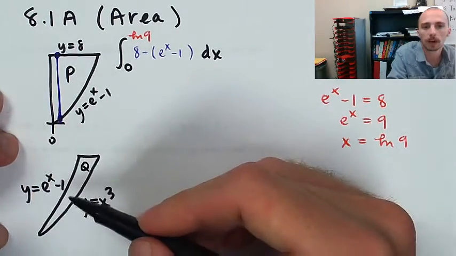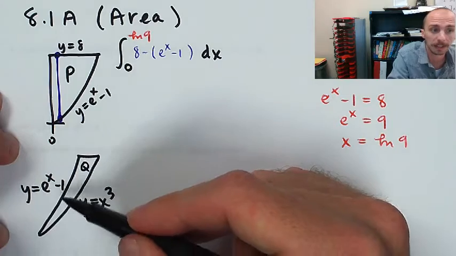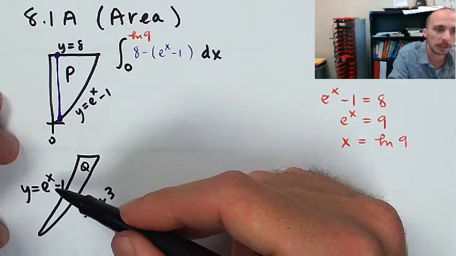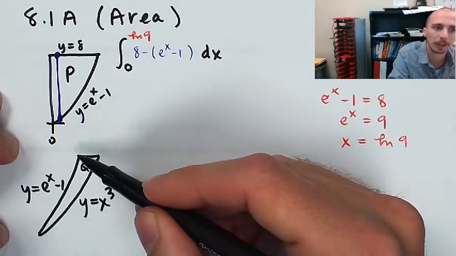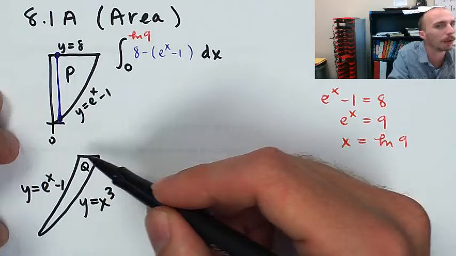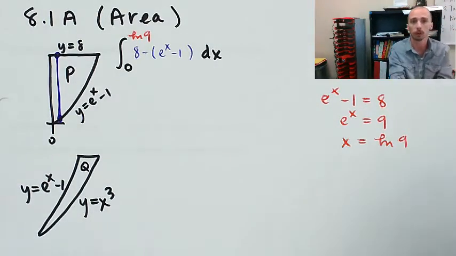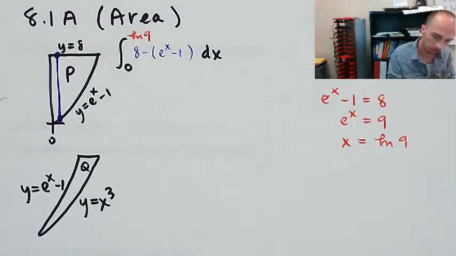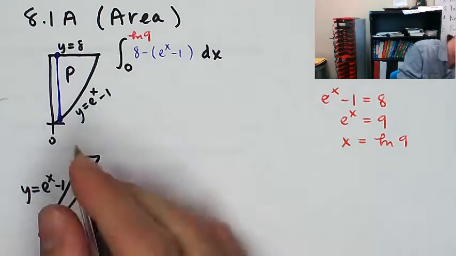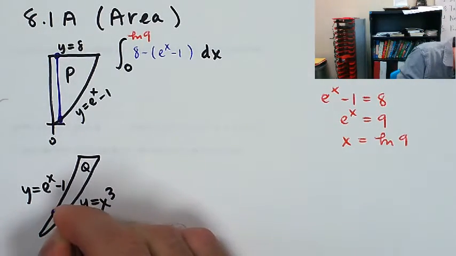y equals x to the 3 and y equals e to the x minus 1. If I try to do top minus bottom and integrate with respect to x here, I'd have e to the x minus 1 minus x to the third until that corner right there, and then I'd have 8 minus x to the third. You could split it up into two separate integrals and do it, but if you wanted to do it in terms of one integral, you need to use right minus left.